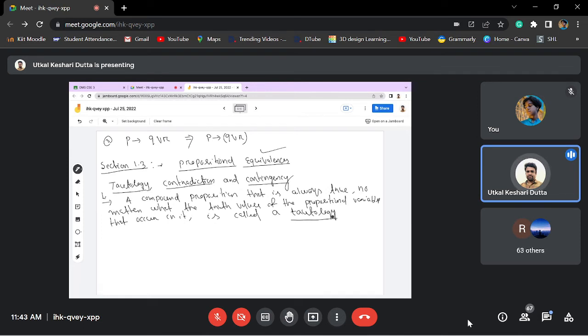That means a compound proposition will be given. In that compound proposition there will be P, Q, R, with all the possibilities of P and Q. Then find the truth table of that compound proposition. In that truth table, if all the values in that column are true for all possible cases of P and Q, the propositional variables, so the compound proposition is always true, then that compound proposition is said to be a tautology.